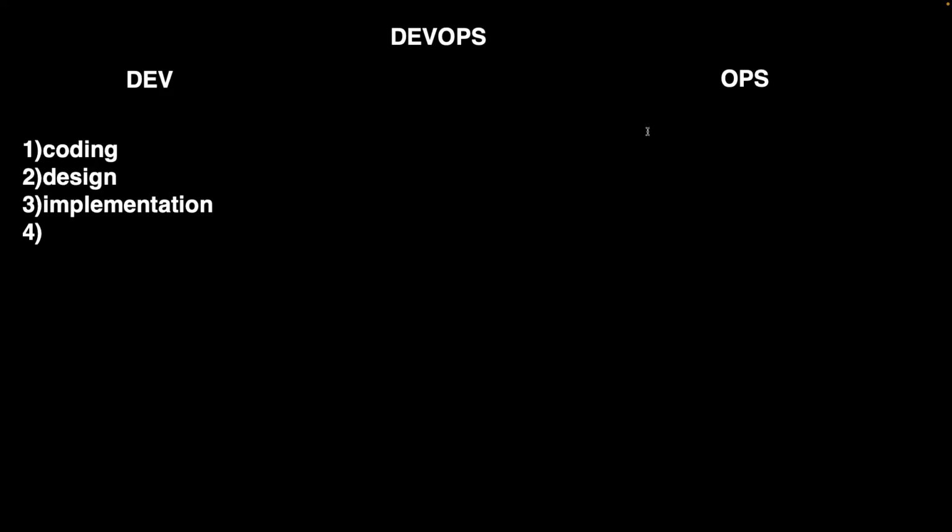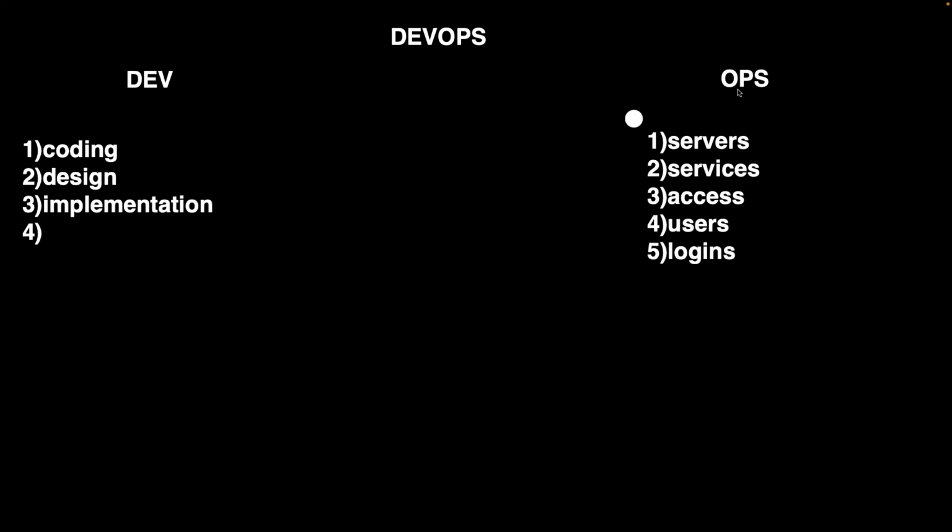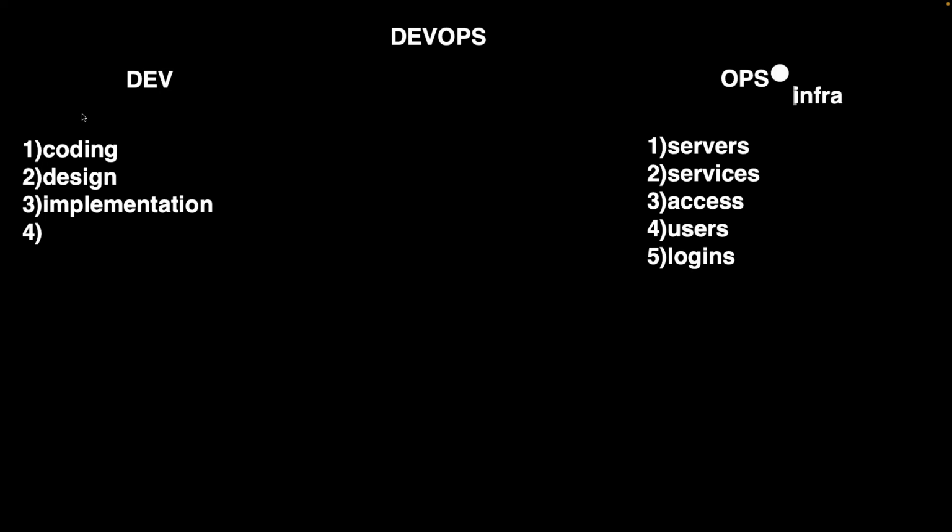And if you look at ops, they'll be managing the infrastructure. They take care of the servers, the services on those servers, and access, users, logins. All of that is taken care of by ops teams. In simple terms, infra management is taken care of by them, while these guys look after developing an application.